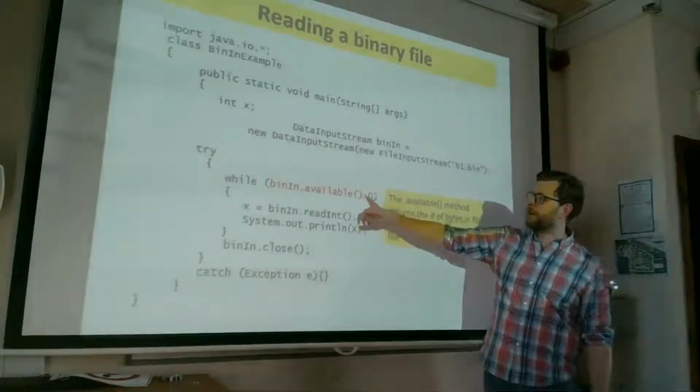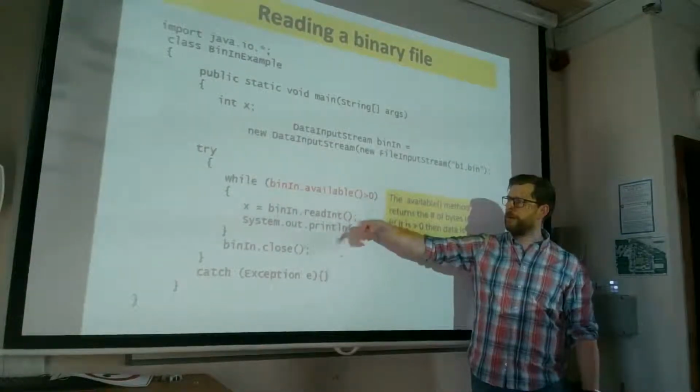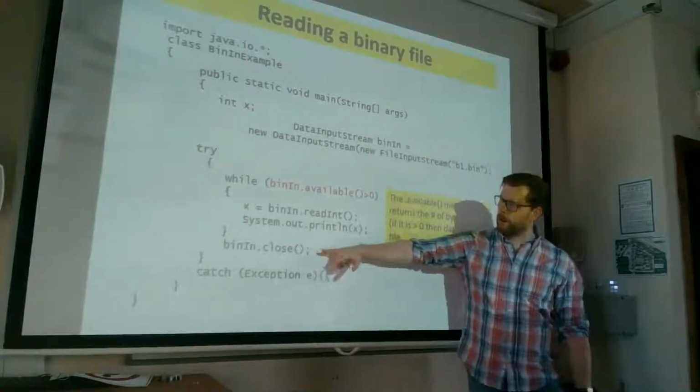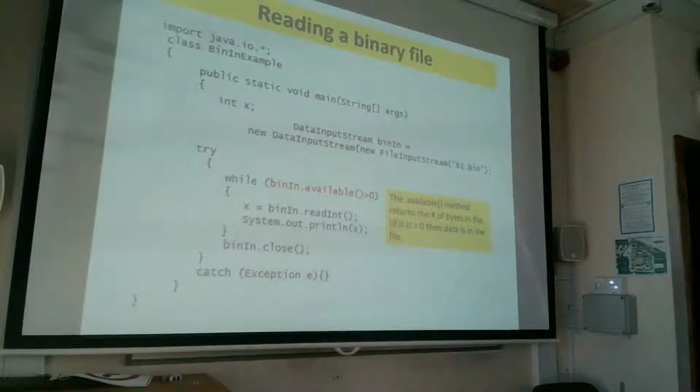Okay, so while there's content left in the file, read an integer, print that integer out, and keep going around and around. When we've read the entire file, close off our DataInputStream, and that will allow us to release that file for others to use.